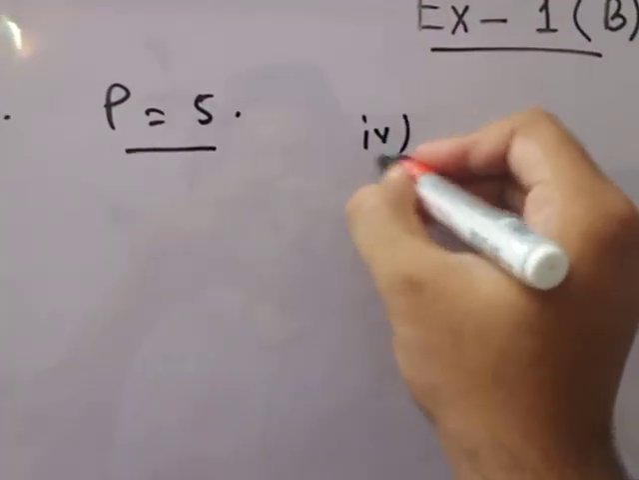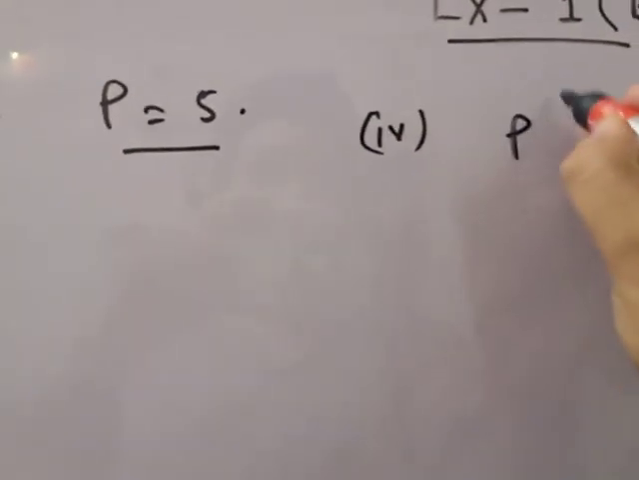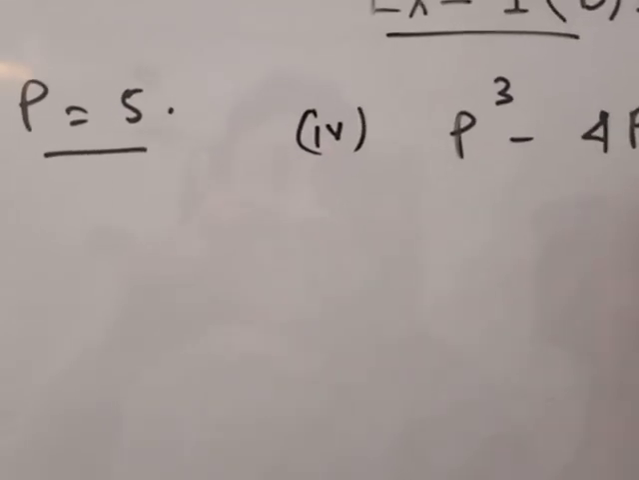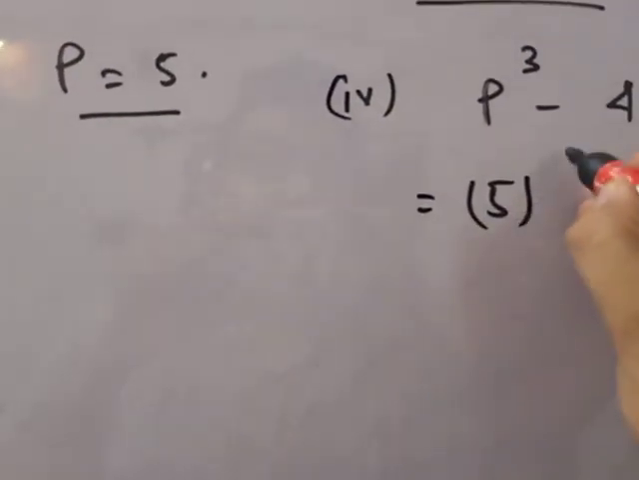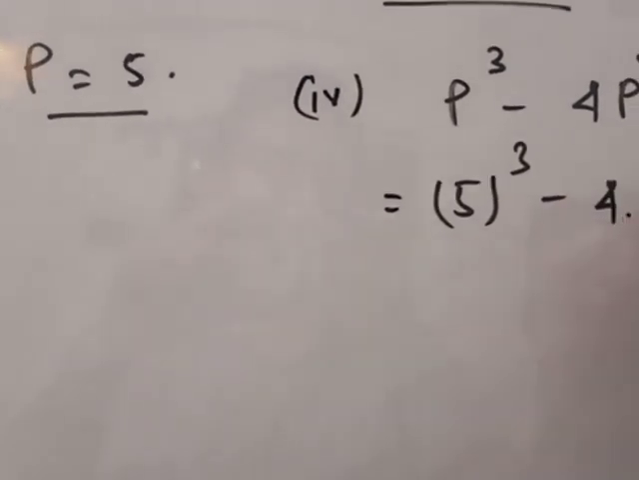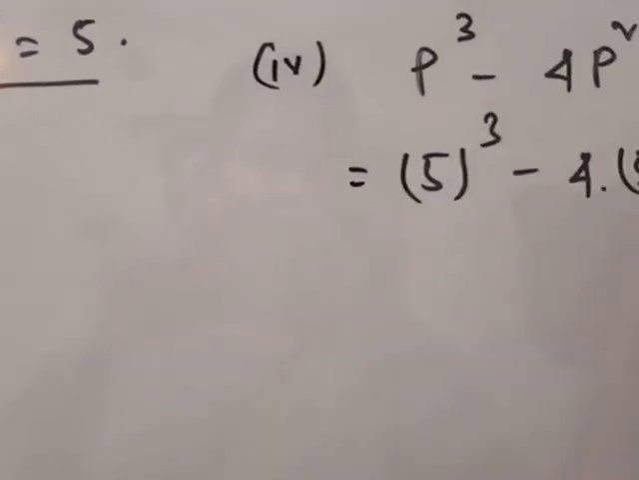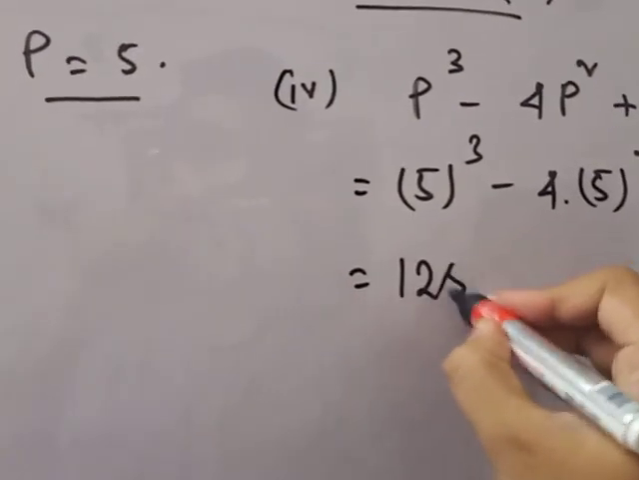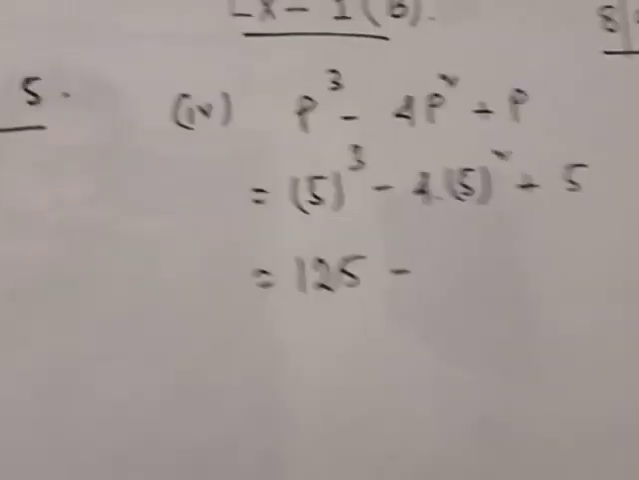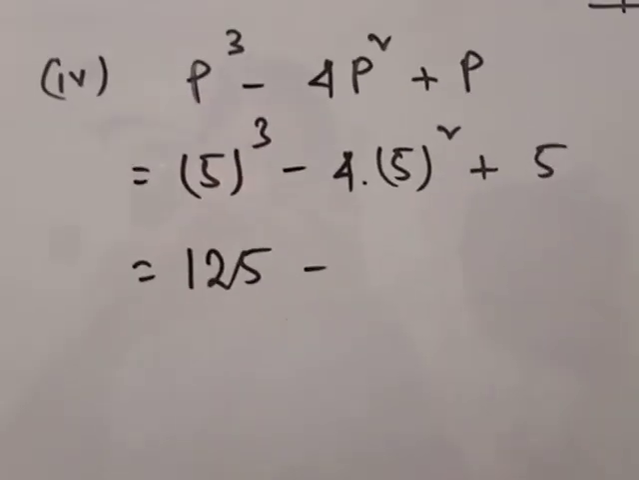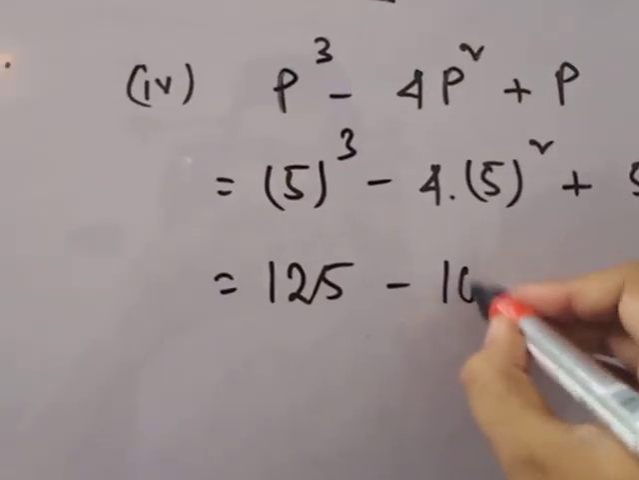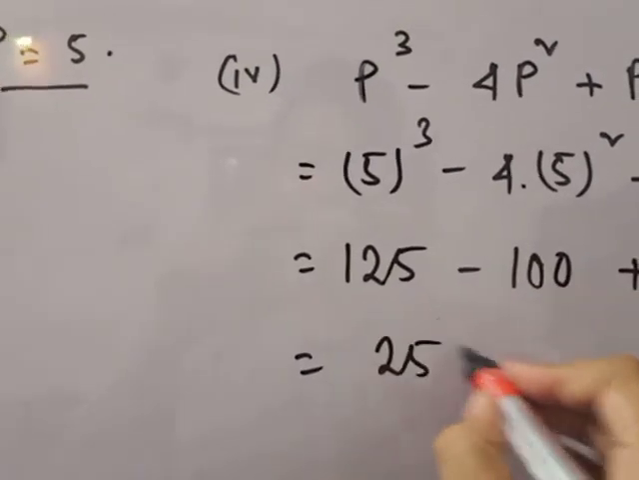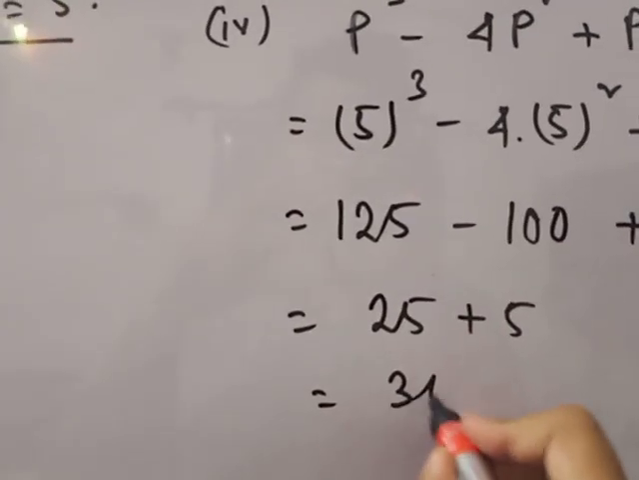Next, number 4, p cube minus 4p square plus p. So 5 cube minus 4 into 5 square plus 5. So 5 cube means 5 into 5 into 5, that means 125. 4 into 5 square, 5 square means 25. 25 into 4 is 100, plus 5. So 125 minus 100 is 25, then plus 5 equals 30.